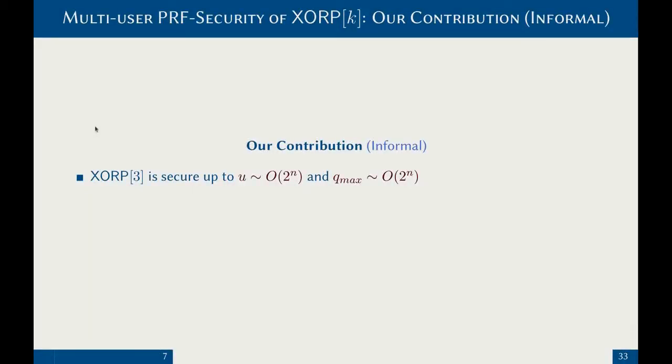So, in such a state, one of our results implies that XRP3 is secure even when the number of users is of the order 2 to the n and Qmax is also of the same order. Now, this is a substantial improvement over the order of 2 to the n over 2 bound that we have discussed previously.